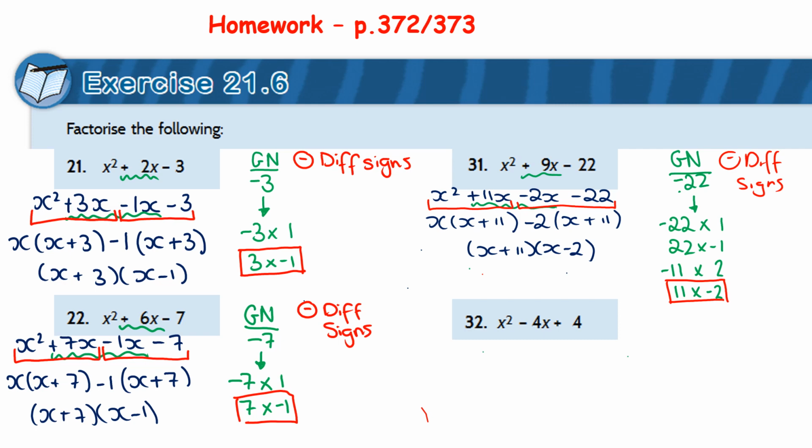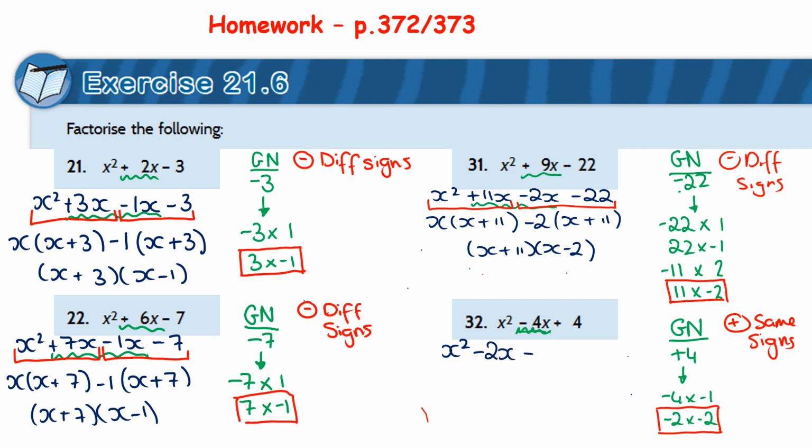Okay, so question 32. Guide number is plus 4. So we're back to a plus. Lovely. Remember, plus means same signs. And we want them to add up to be a minus 4, which means we're focusing in on the negative ones. So I have minus 4 by minus 1, or I have minus 2 by minus 2. So the one that works for us is minus 2 and minus 2, because added together, that is minus 4. X squared minus 2x minus 2x plus 4. Just double check. Did that add correctly? Minus 2x minus 2x is minus 4x, yeah.